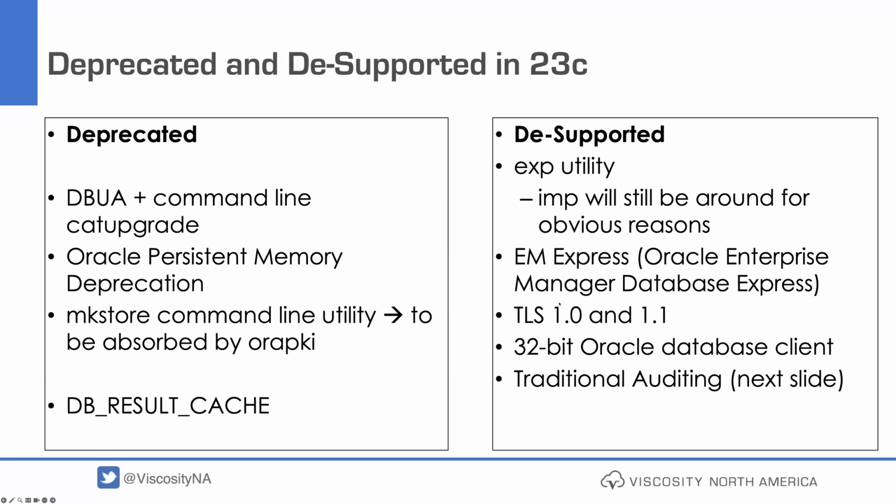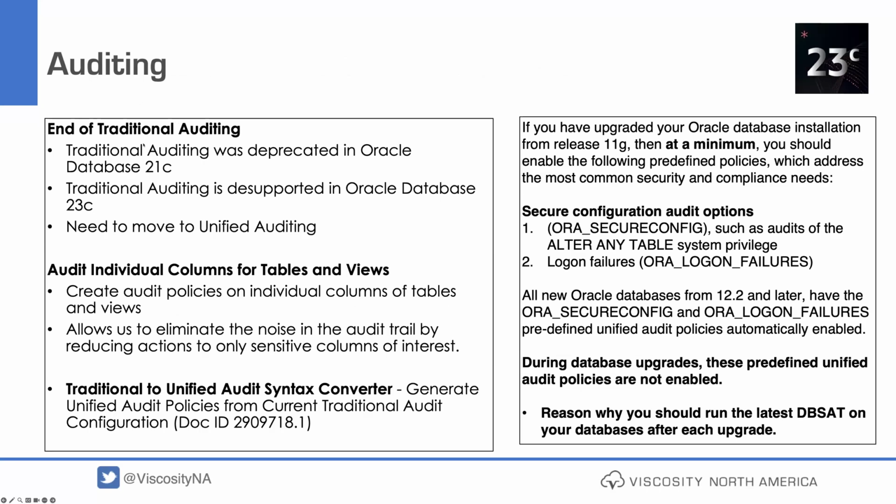Like I mentioned before, in 21c, TLS 1.0 and 1.1 were deprecated. Now they're desupported. And all 32-bit clients are desupported, and traditional auditing is now desupported. With traditional auditing, there's a doc ID, 2909718.1. It will actually generate audit policies based on your current audit configuration. So that could be something that you use as you convert from traditional auditing to unified auditing. And we recommend that you do that before you upgrade, so have those things in place ahead of time.